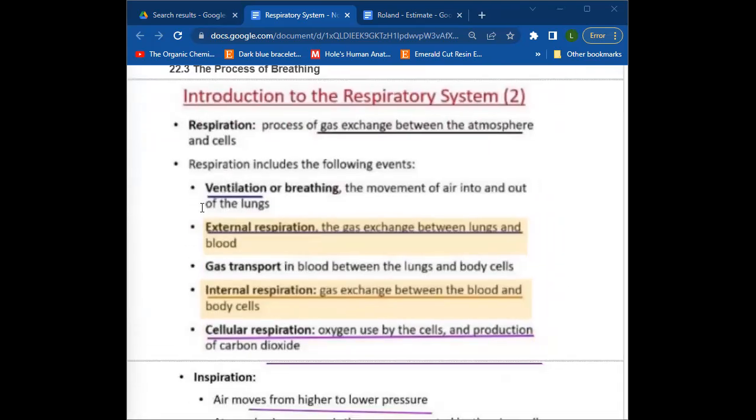Right now, let's take a look at some of the important terms. So we need to know that ventilation is just supposed to be the movement of air. I try to think about an air vent, because if you think about an air vent in a room, it's just where air is moving into or out of a room, but nothing really else is happening.